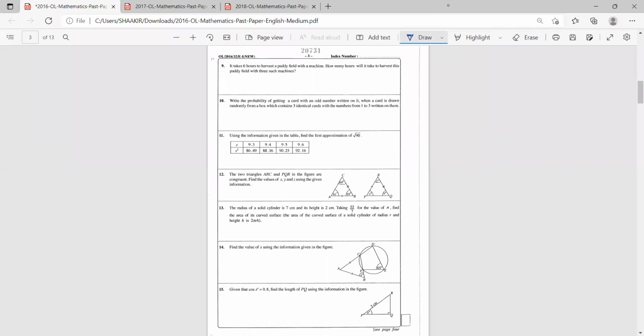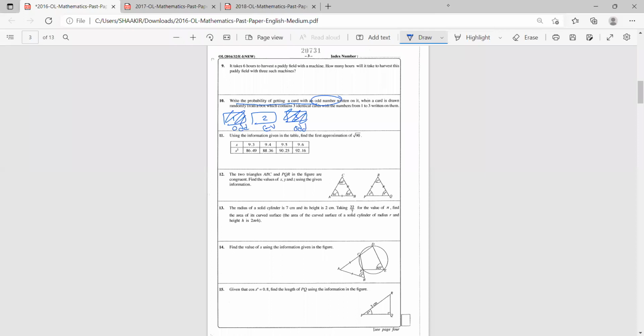Write the probability of getting a card with an odd number written on it when a card is drawn randomly from a box which contains 3 identical cards with the numbers from 1 to 3 written on them. So they are saying there are 3 cards, numbered 1, 2 and 3. Now they are asking the probability of getting a card with an odd number. Odd numbers, you all know, are 1, 3, 5, 7. All these are odd numbers. So how many odd numbers are here? Here there are 2 odd numbers. This is an even number. This is an odd number. This is also an odd number.